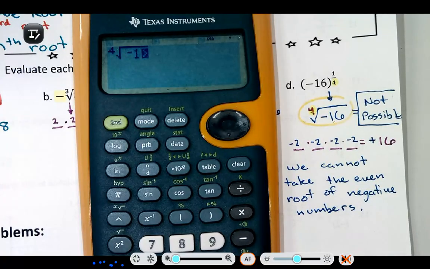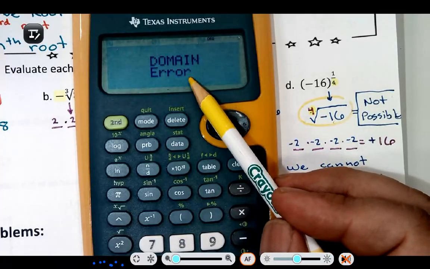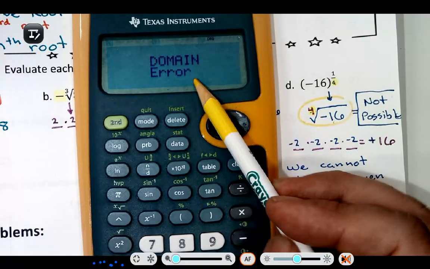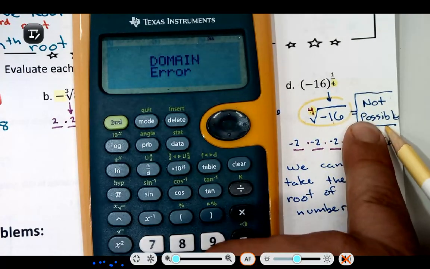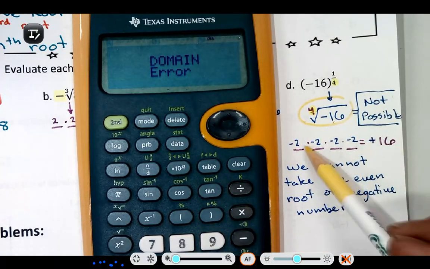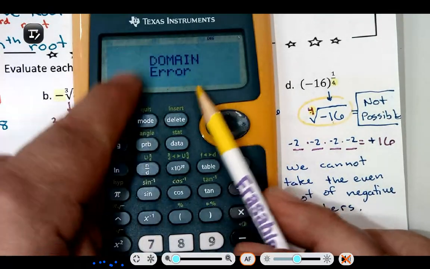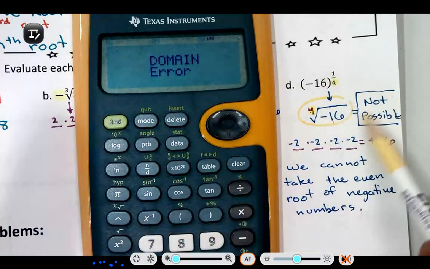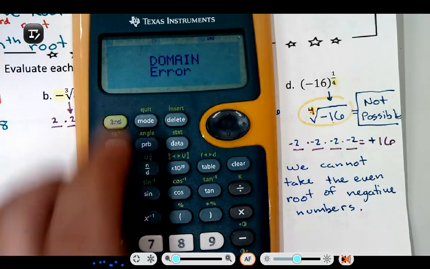So -16. All right, hit enter, and look, this is the calculator's way of saying, hey, you can't do this. You're not allowed to work a problem out like this. Well, that's why we wrote not possible, right? We tried it out, nothing worked. So when we see this on a calculator, that's the calculator's way of saying, hey, this is impossible, you can't do it. So then we just leave it like that. We just say not possible. We don't write error or anything else.